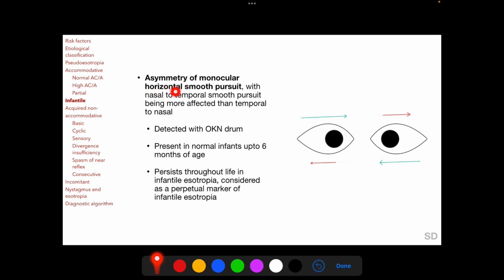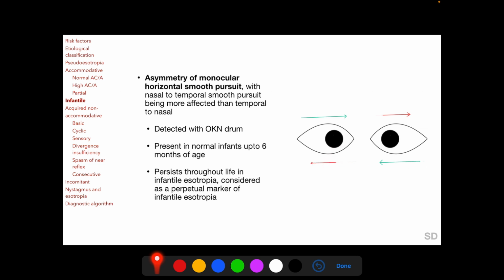Asymmetry of monocular horizontal smooth pursuit is very characteristic of infantile esotropia patients and can be demonstrated with an optokinetic nystagmus drum. So when the patient is made to follow a target from the right half of the visual field to the left half of the visual field, we will find that the right eye, which moves nasally, follows the target very efficiently, but the left eye, which moves temporally, does not. And when the target is moved from the left side to the right side, the left eye, which moves nasally, follows the target very efficiently, but the right eye, which moves temporally, does not.